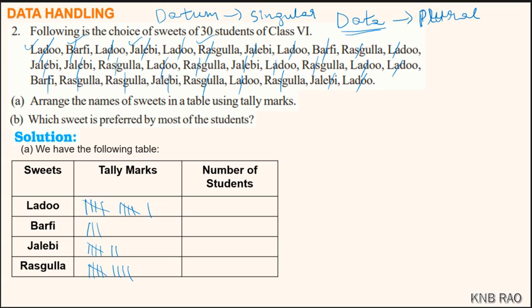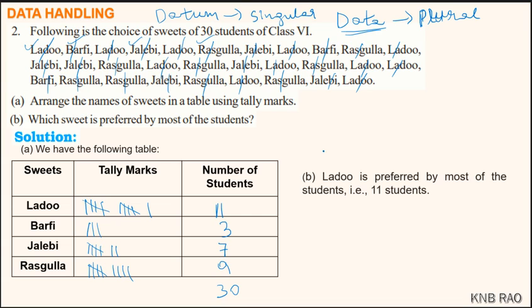Laddu is the eighth, then the tenth one. Rasgulla is ninth, Jalebi is the seventh boy, Laddu is the eleventh. Students, now we will count. 11 students like Laddu, 3 students like Barfi, 7 students like Jalebi and 9 students like Rasgulla. So, total 11 plus 3 is 14, 14 plus 7 is 21, 21 plus 9 is 30 students. A very nice competition was there, we could make out. After that, what is question number 2? Laddu is preferred by most of the students, that is 11 students. So, that is our answer.